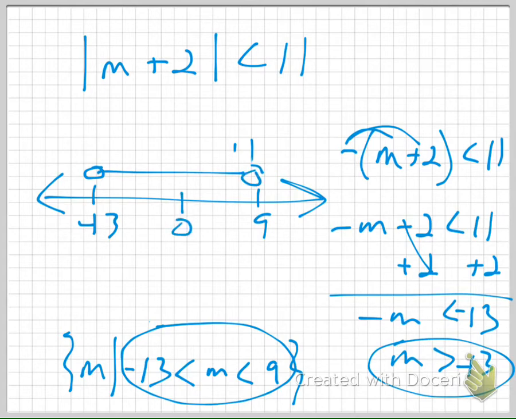Make sense? Okay, I'm going to give you guys a chance to do one here really quick. Try this one. Absolute value of n minus 8 is less than or equal to 2. Try it. Don't forget, when you do the two cases, you got to put the negative outside of the whole thing, right, in parentheses. Don't forget to do that.